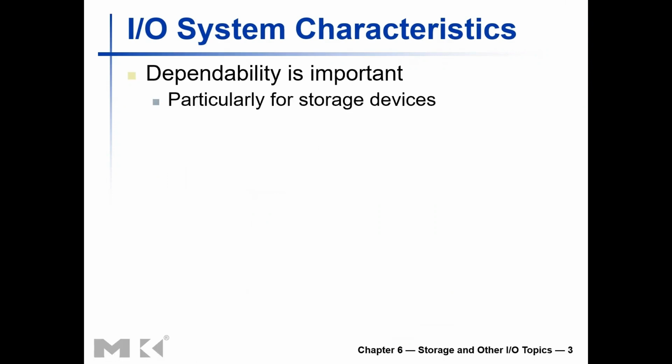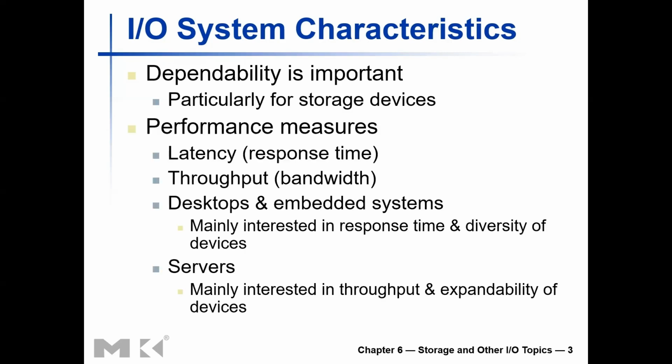Dependability is important. We use the processor for data manipulation. When it comes to processor usage, we need to consider the input-output. So an input-output system has to be dependable, right? Dependability is important, particularly for storage devices. You're storing something that should be reliable, right? So that is the dependable. You are depending on that. How much you can depend on that, right?